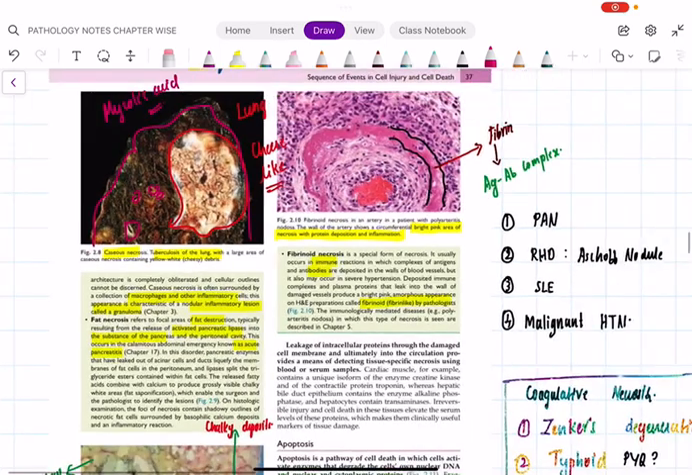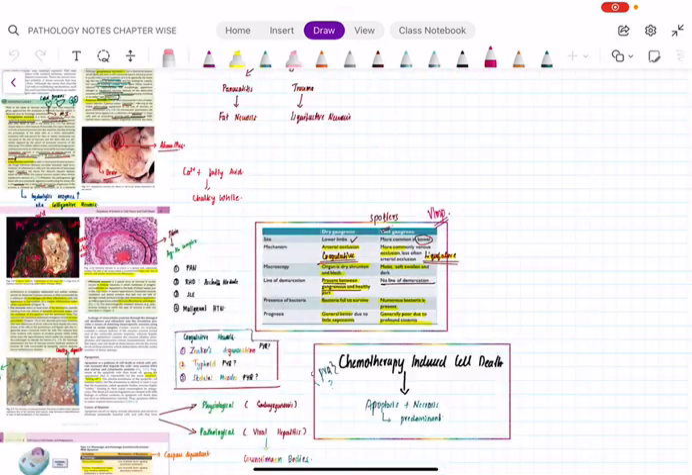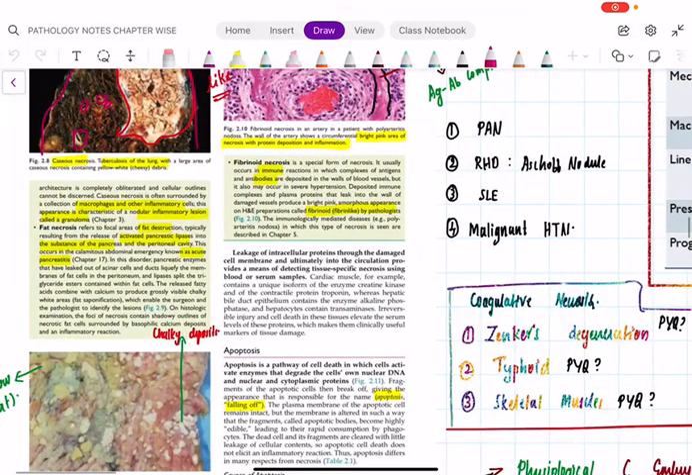Next, we have fat necrosis. What is it? Fat necrosis occurs in regions with more fat: breast, buttocks, and of course the pancreas. There will be fat destruction due to increased activity of pancreatic lipase, as in the case of acute pancreatitis.